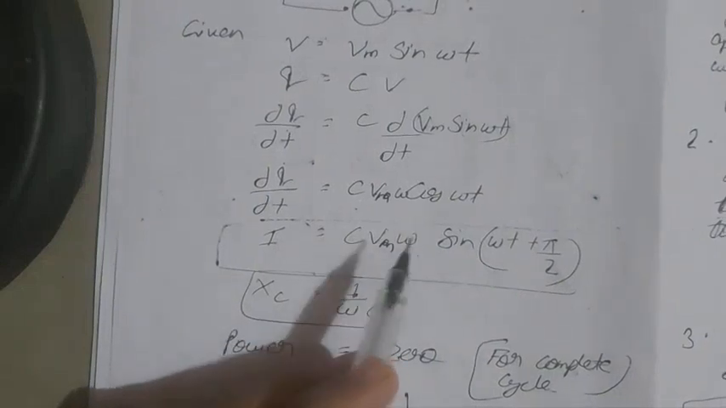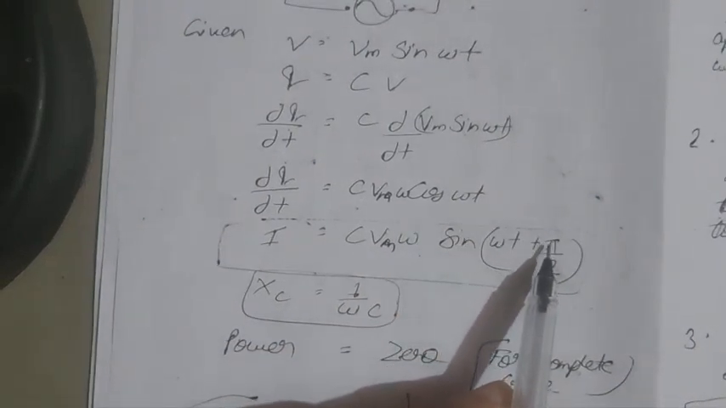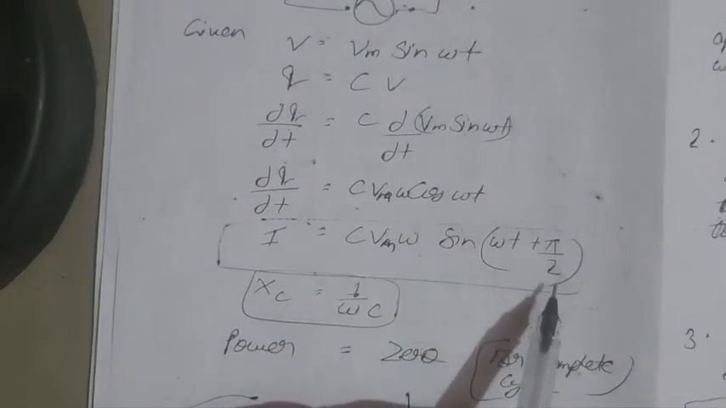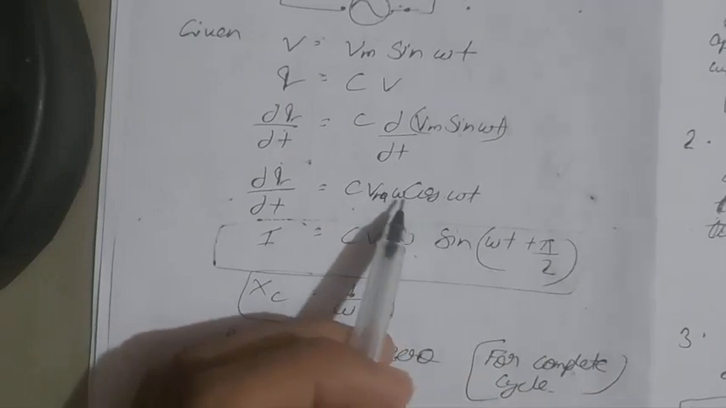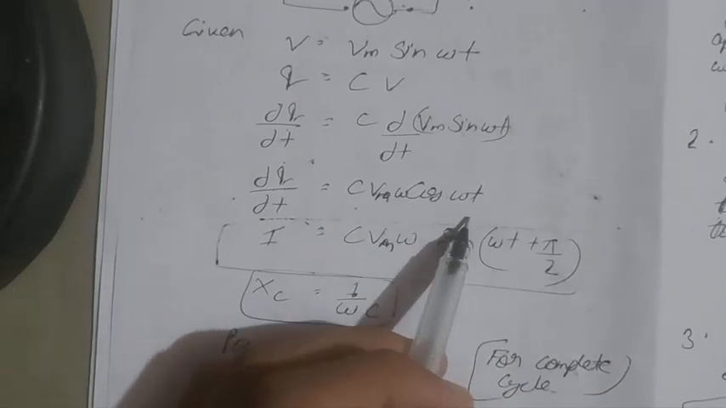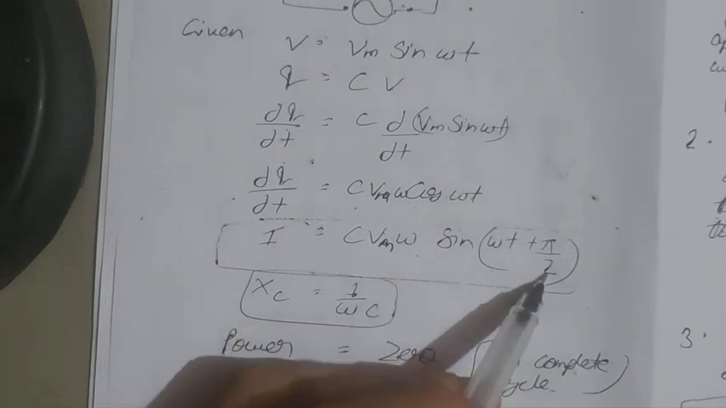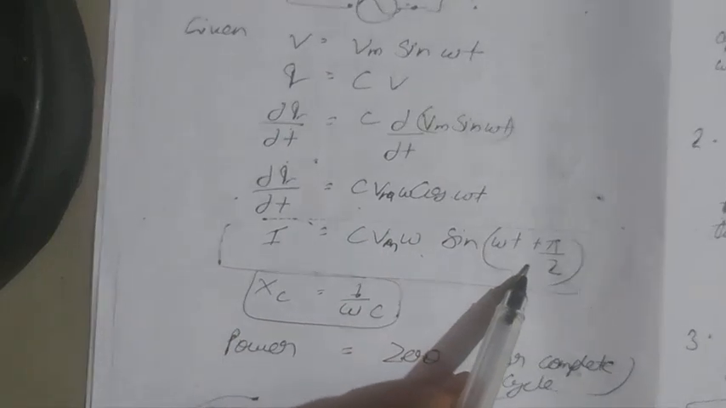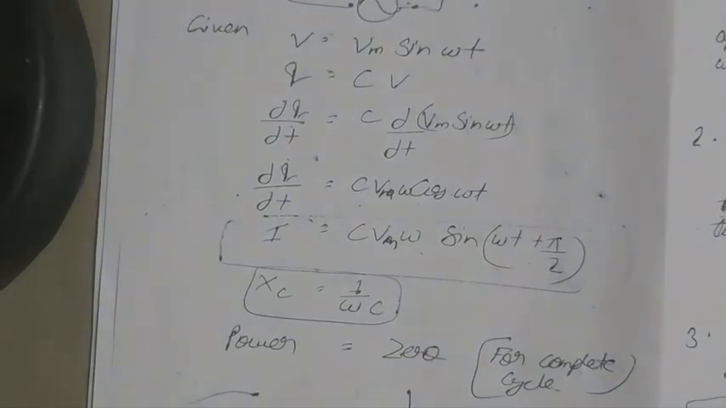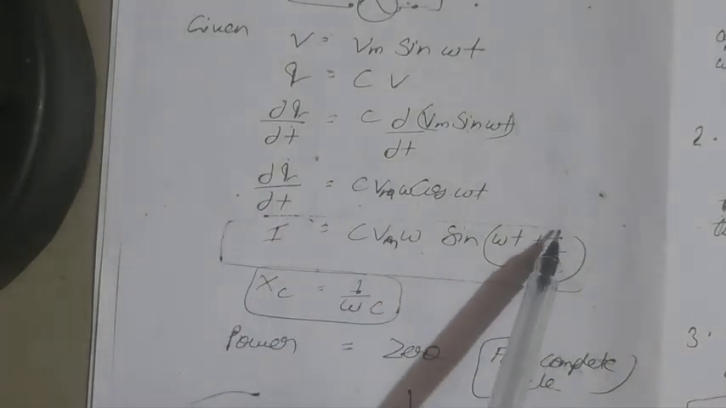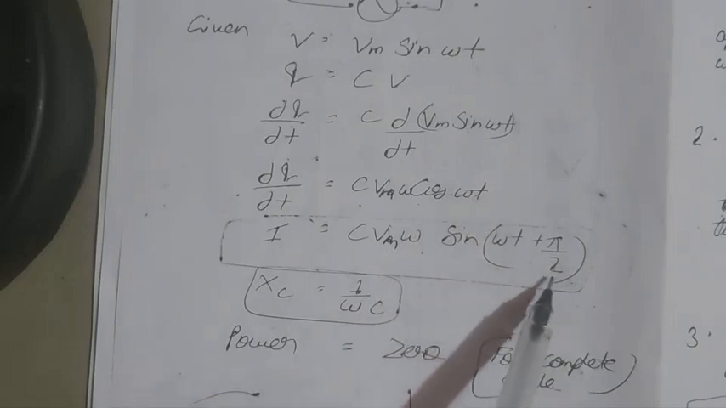I is equal to C Vm omega sin omega t plus pi by 2. We can write cos omega t in the complementary form as sin omega t plus pi by 2, because at 90 degrees we can change the function.